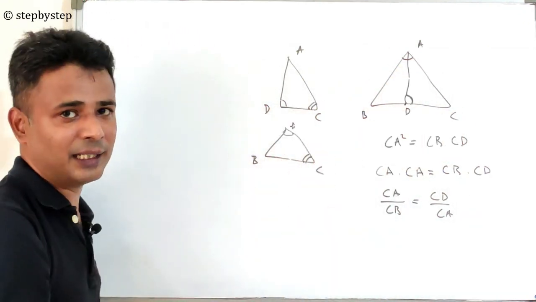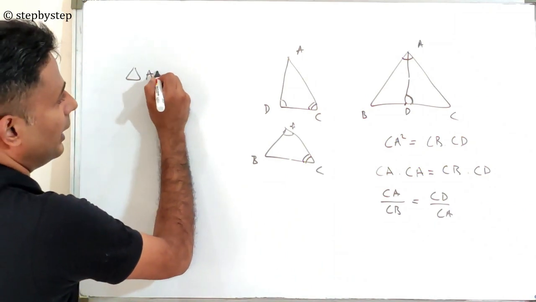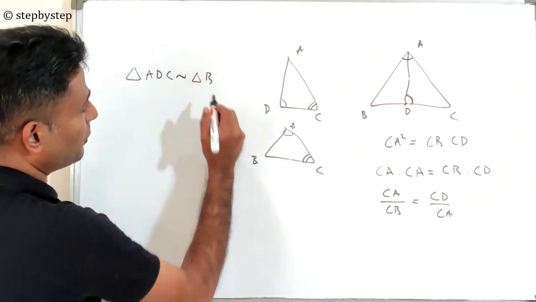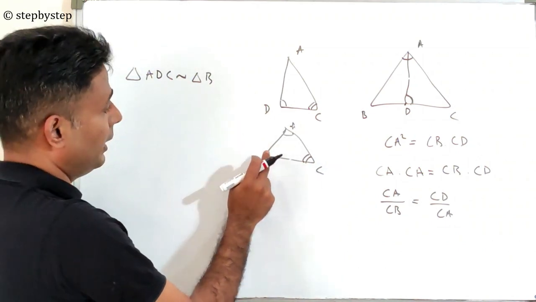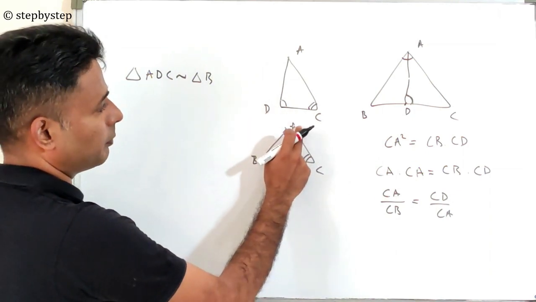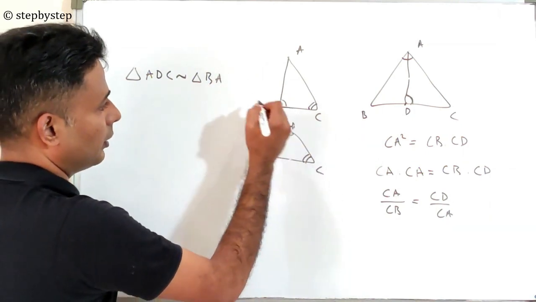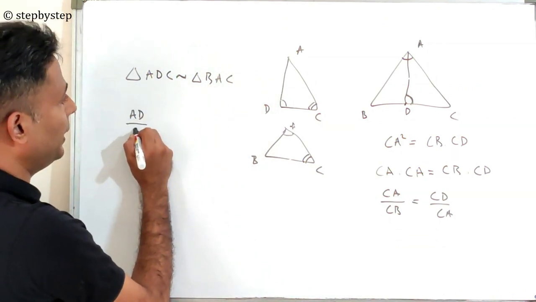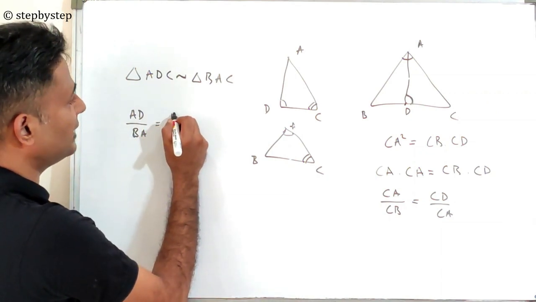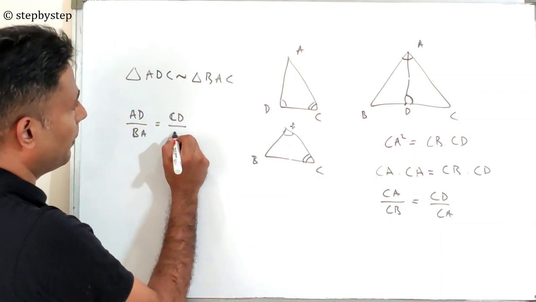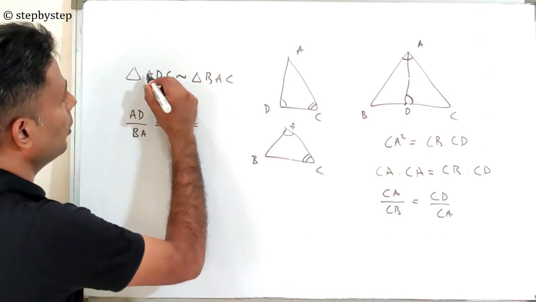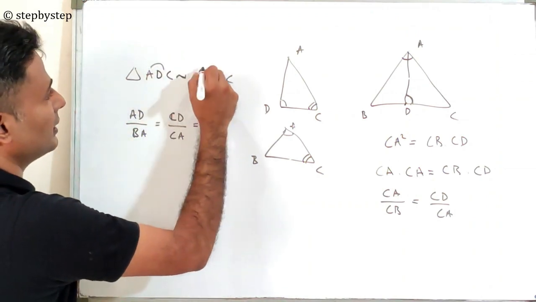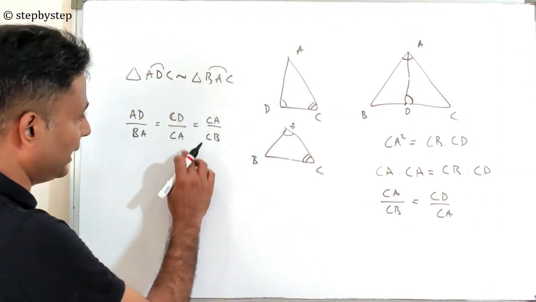So by double A similarity, we get triangle ADC similar to, be careful, A is this, the corresponding point is this, A, then I wrote D, corresponding point is this, B, then A, C. So when we get this, what do we get? AD by BA equal to DC or CD by CA equal to AC or CA by CB. This and this, this and this. That is what we get. These are the corresponding sides.